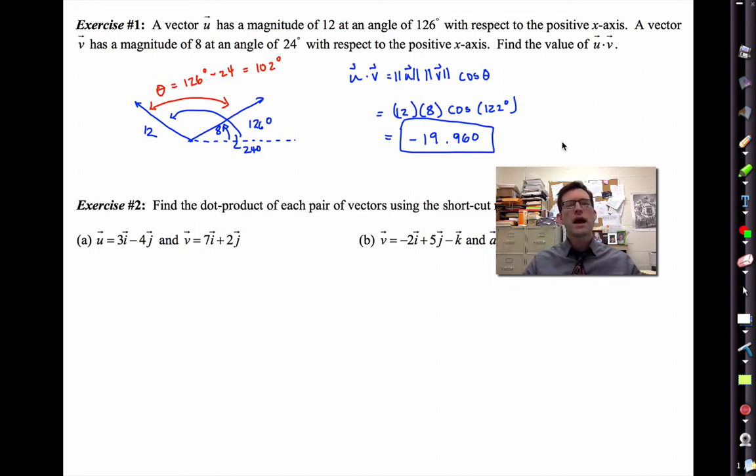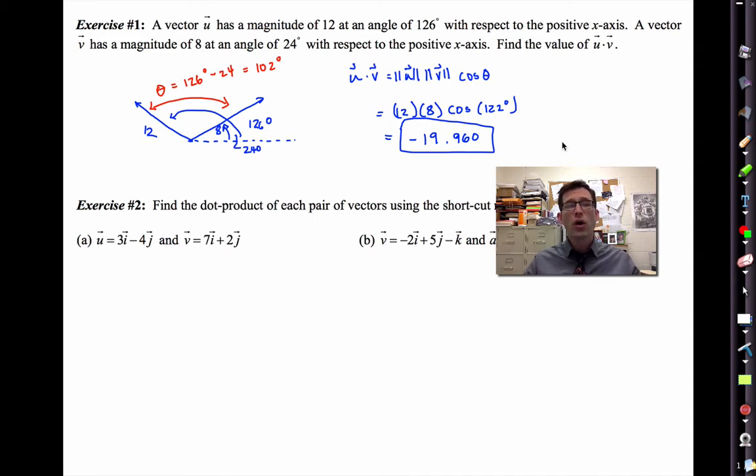Now, this was a little bit tricky, wasn't terrible, right? But you can imagine how tricky it would be if the vectors were given in component form. Take a look at exercise 2. It says find the dot product of each pair of vectors using the shortcut method. Now, you don't know the shortcut method. It's really nice. It's super easy. I'll show it to you in a second.